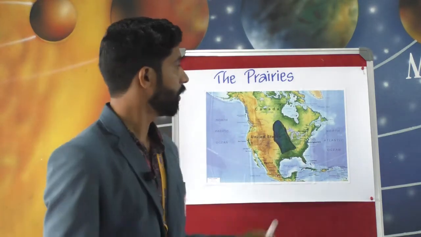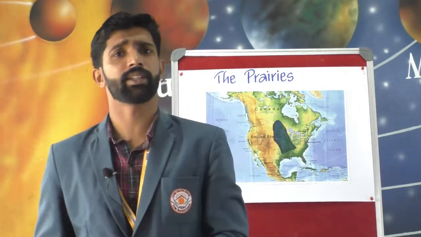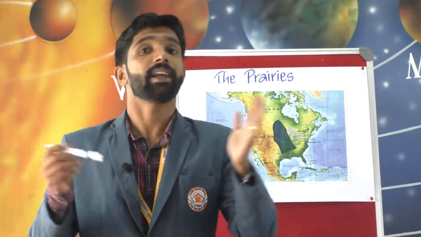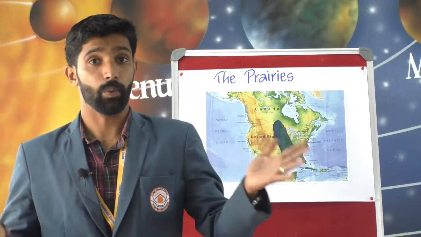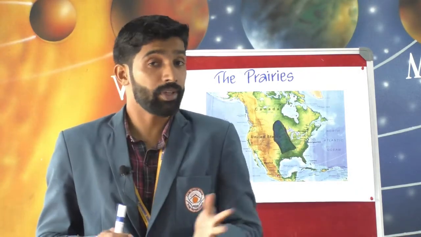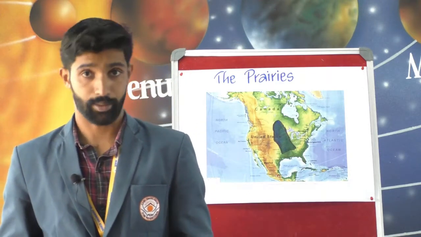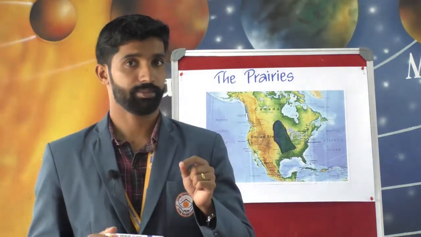Now we are going to discuss the climate of the prairies. As the prairies are located in the interior of the continent with no moderating influence of the oceans, they have an extreme climate. The winters are severely cold while the summers are hot. The annual rainfall is about 50 centimeters, which occurs mostly during spring and summer. And there is also some snowfall in winter.